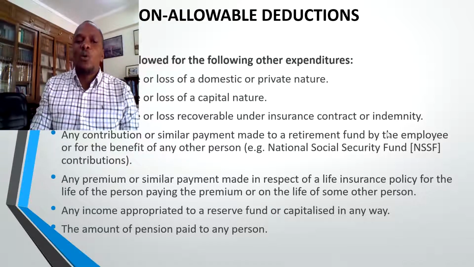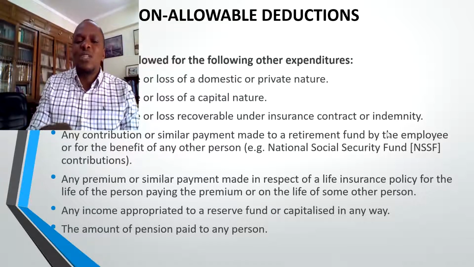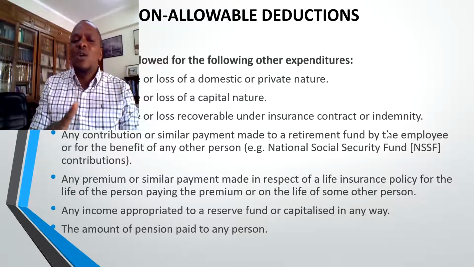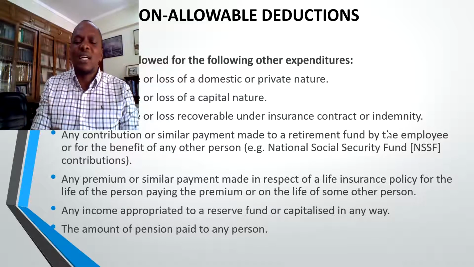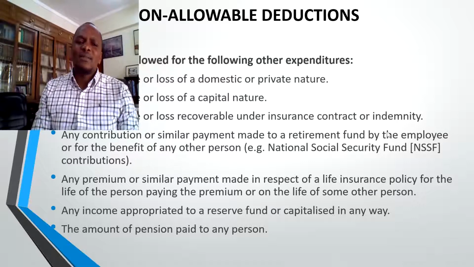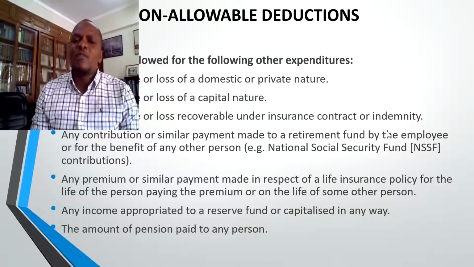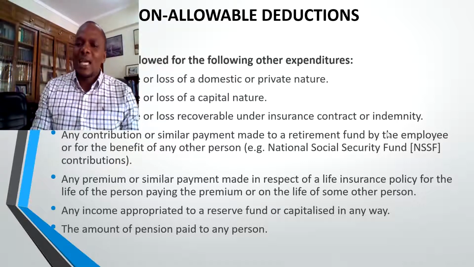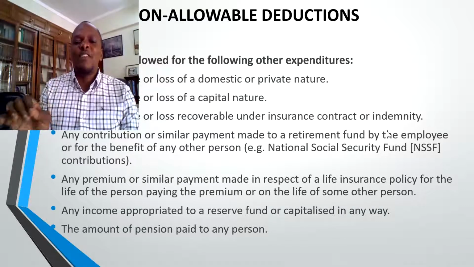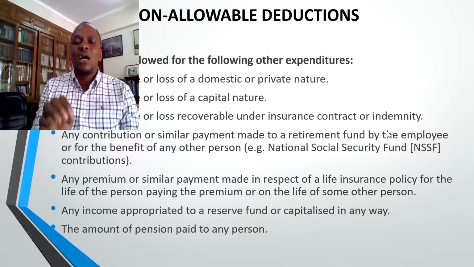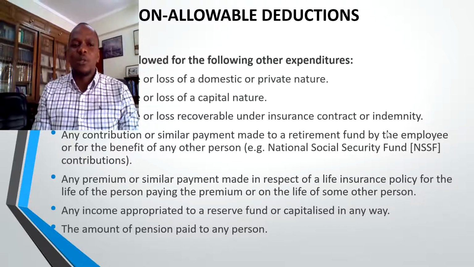So some of them I've tried to list here, and one is that no deduction is allowed for the following expenditures. One, any expenditure or loss of a domestic or a private nature. I gave you an example. You buy a house for your private use, not for business. That one is an expenditure of a private nature, and it cannot be allowed as a deduction.